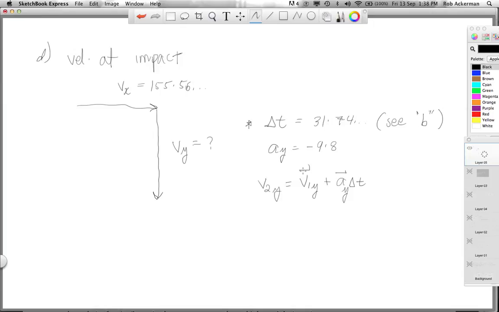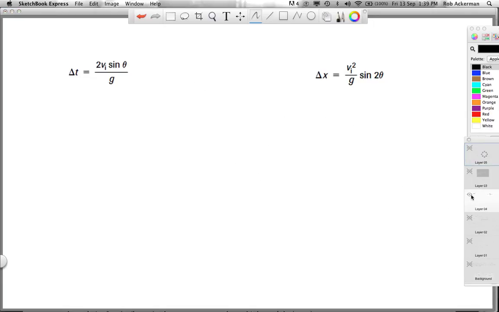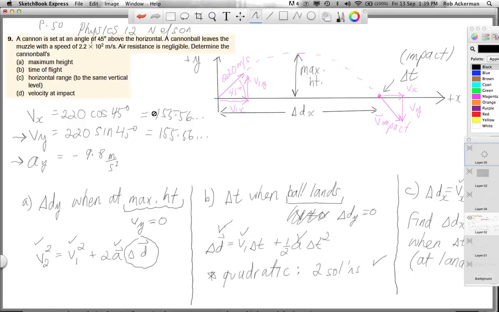Okay? So you can write it like this if you want. V1y is positive 155.56 if I remember correctly. A is negative 9.8. The time is 31.74. That's going to give you a number here which, lo and behold, is actually the negative of what it was when the question started. See if you can figure out why. If you remember in the beginning, it started off at positive 155.56.